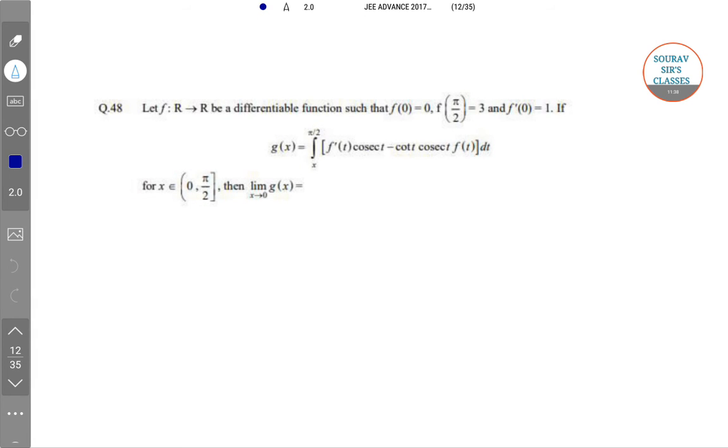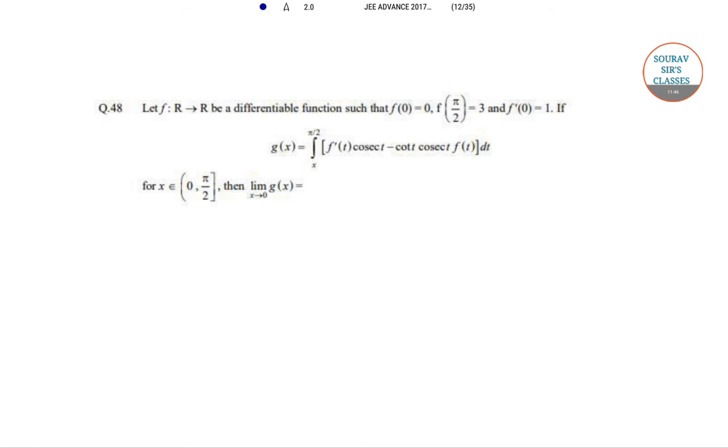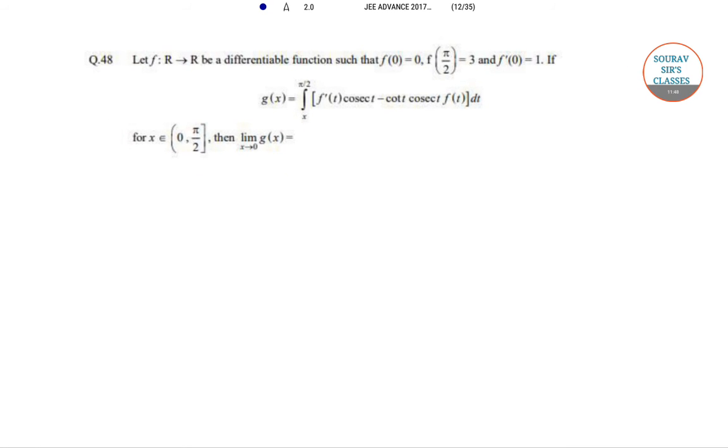Next is a differentiability question they have given over here. Take a look at that. In this question they have given: let f of R be a differentiable function such that f of 0 equals 0, f of pi by 2 is 3, and f dash 0 is 1. So three given values, and g of x is a function given. Now we have to find the limit of g of x as x tends to 0.